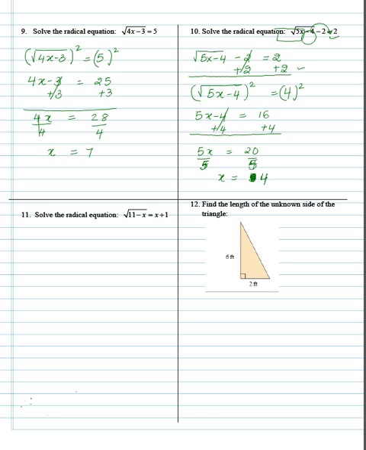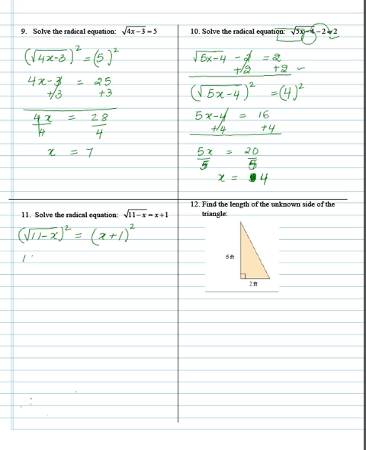Problem 11. Solve the radical equation. In this case, I'm going to look at the radical first. Is the radical by itself? Yes, because everything is inside the radical. I don't have anything beside it. So what do I do? I square both sides.